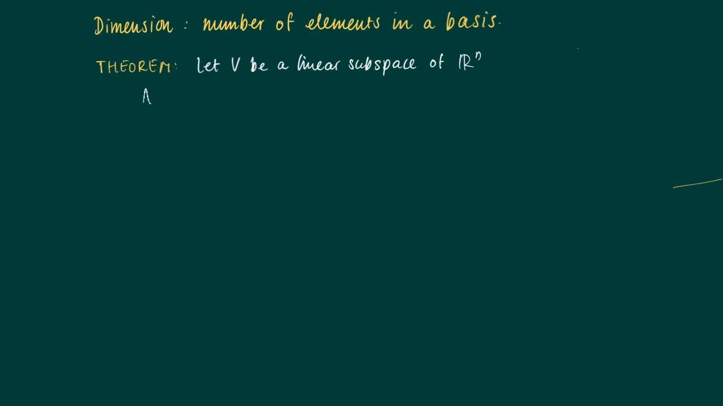This lecture we focus on the dimension of a linear subspace, which is actually the number of elements in a basis. Before we get there, we should prove one more theorem, starting with the following. Let V be a linear subspace of Rn, and assume that we have P linearly independent vectors in V.